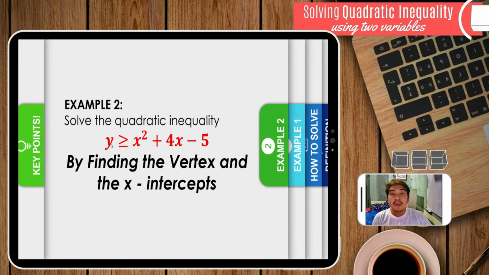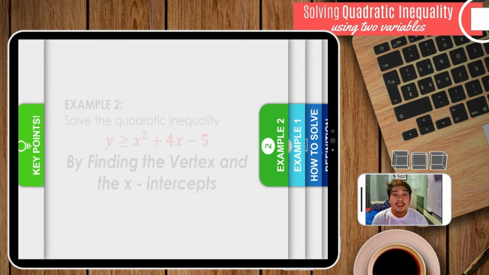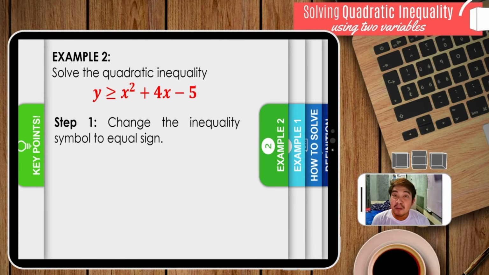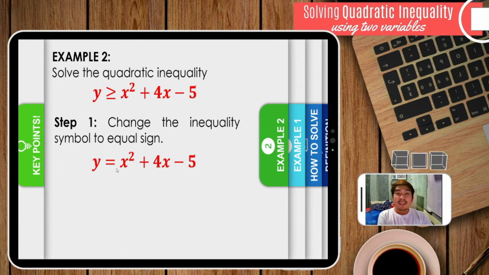So ang isa-solve natin will be y is greater than or equal to x squared plus 4x minus 5. Ayan, ang gamit ay greater than or equal. So, kailangan meron ka ng idea kung anong points at lines ang gagamitin natin mamaya. So, how are we going to do this? The first one, we need to change the inequality symbol to equal sign. So, palitan lang natin tong si greater than equal sign. So, that will be y is equal to x squared plus 4x minus 5.